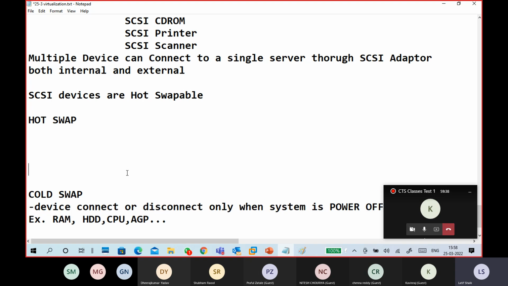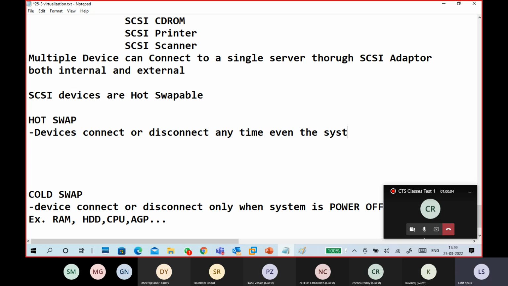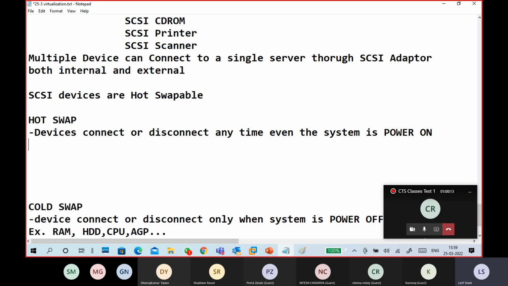What is hot swappable? Devices you can connect or disconnect anytime, even when the system is powered on. I want an example: which device can you connect or disconnect when the system is alive? Printer. Very good. Through which port? Generally USB port. Very good.